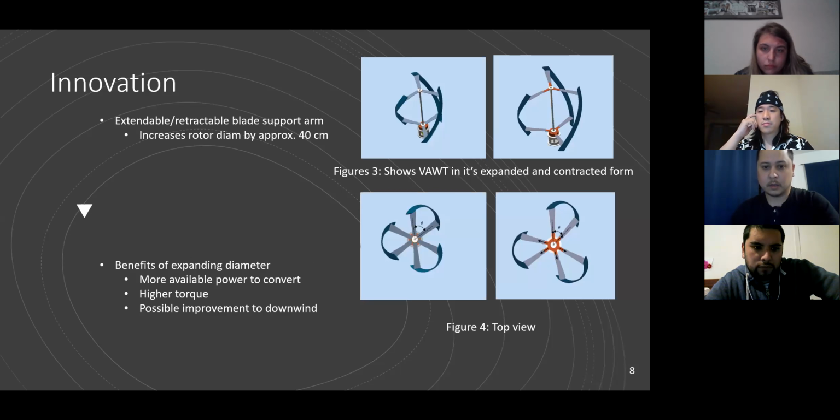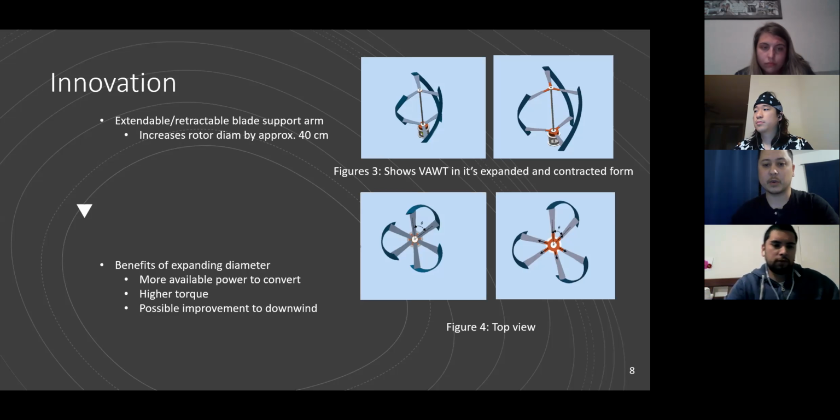Next. Our innovation was to design a VAWT with an extendable, retractable blade support system. Our design can increase the rotor diameter by about 40 centimeters or 29%. So what's the benefit of expanding the blade diameter?